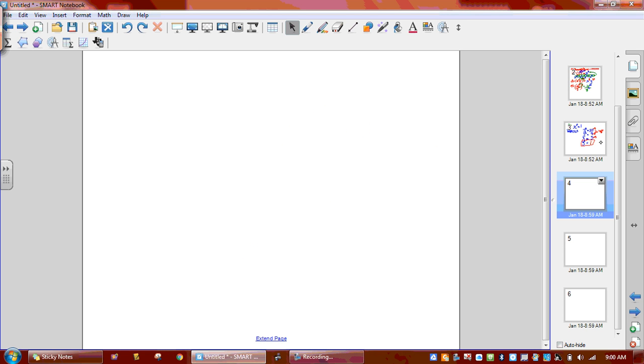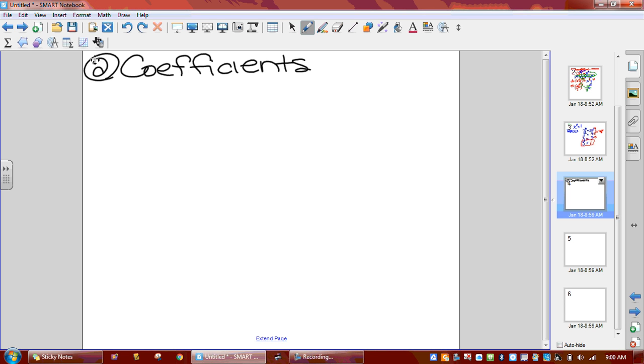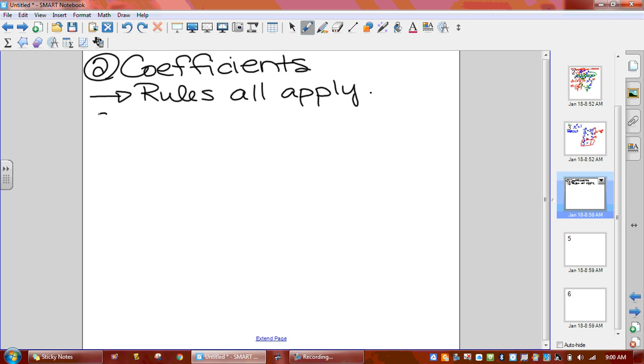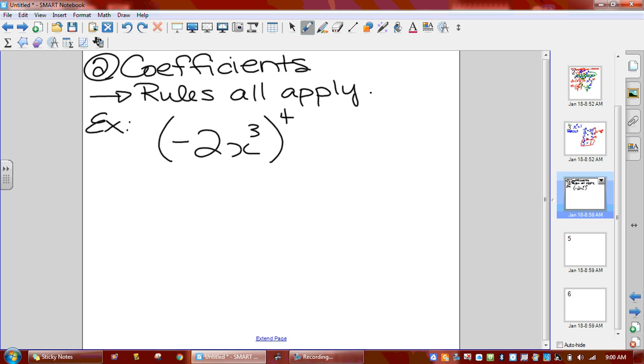Next, now we got to talk about coefficients. So this is number 2, coefficients. When we talk about coefficients, we're going to start talking about negative bases as well. So, coefficients, the rules all apply. So, example, if I've got negative 2x cubed all to the 4th power, we need to make sure our coefficients are going to match what's going on. Okay? So we can't forget the coefficient is there.